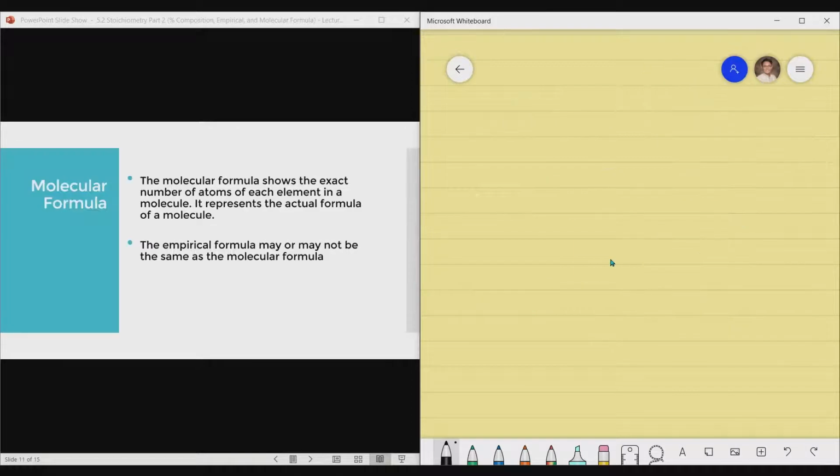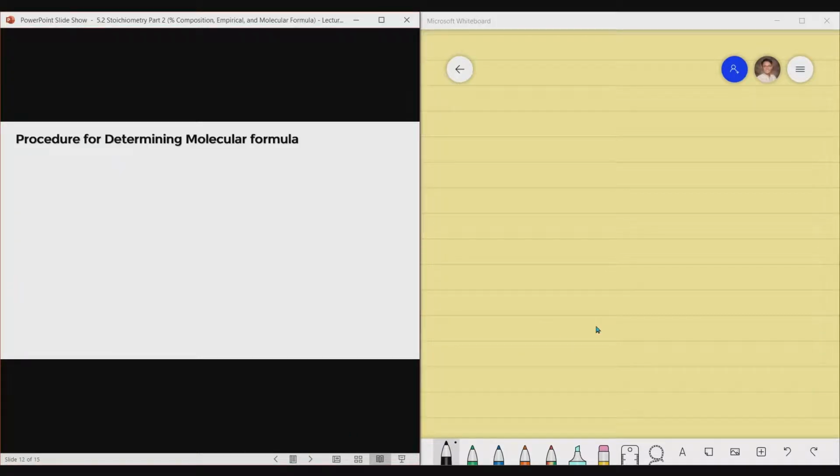All right, at this point we'll be talking about the last topic for this lecture, which is molecular formula. The molecular formula shows the exact number of atoms of each element in a molecule. It represents the actual formula of a molecule. The empirical formula may or may not be the same as the molecular formula. Meaning, there are times when the empirical formula is already the molecular formula. Let me repeat: the empirical formula may or may not be the same as the molecular formula.